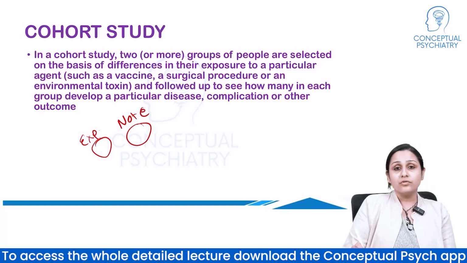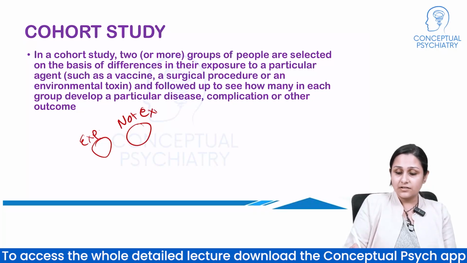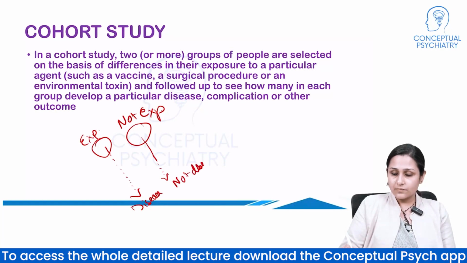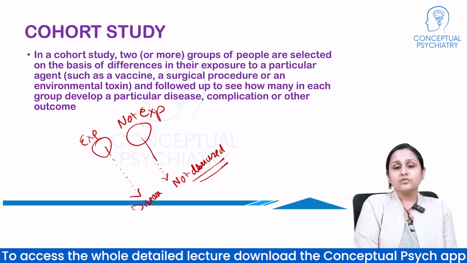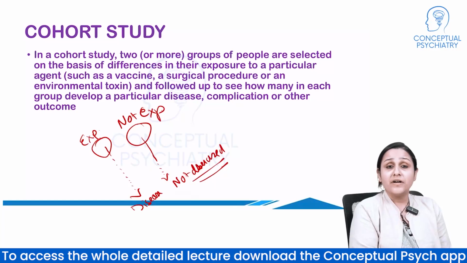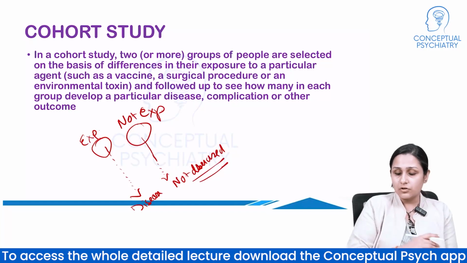We do not know if there are cases as yet. So we start with the exposure and we prospectively follow them up over time till they develop the disease. So the exposure can be anything. It can be a vaccine, a surgical procedure, environmental toxin, it could be anything, and see how members in each group develop a particular disease, complication or outcome.